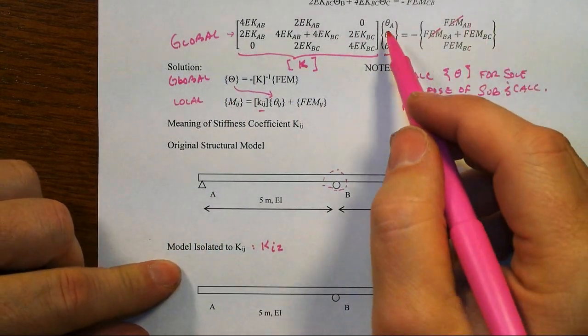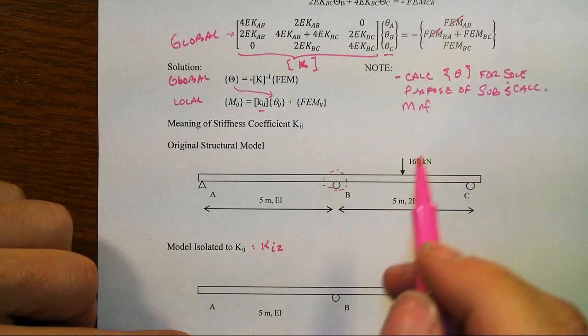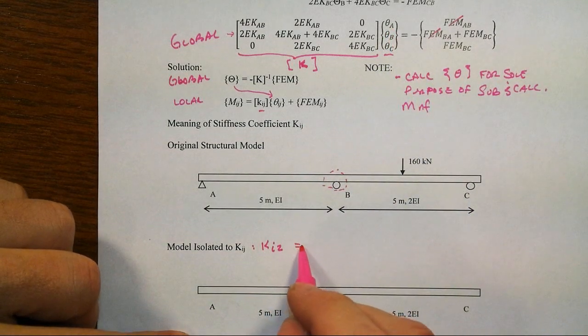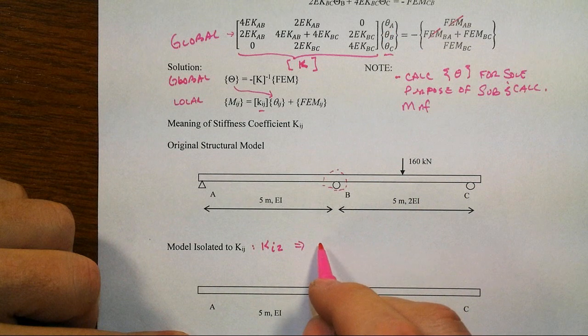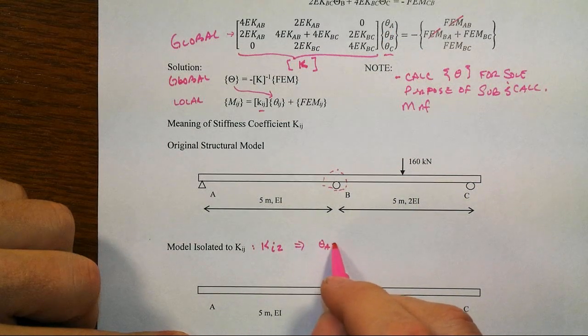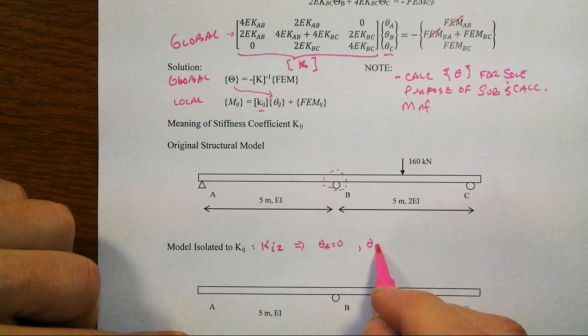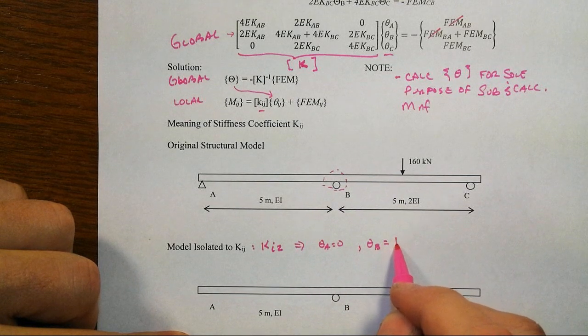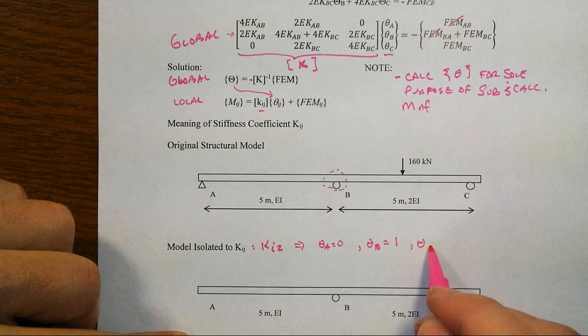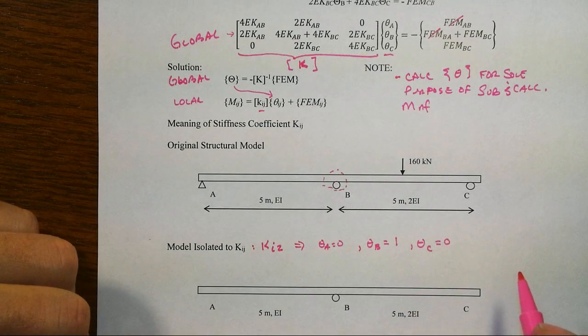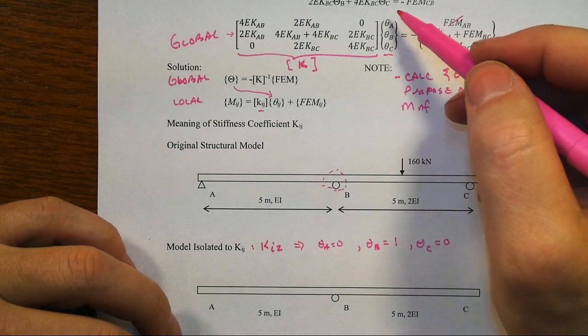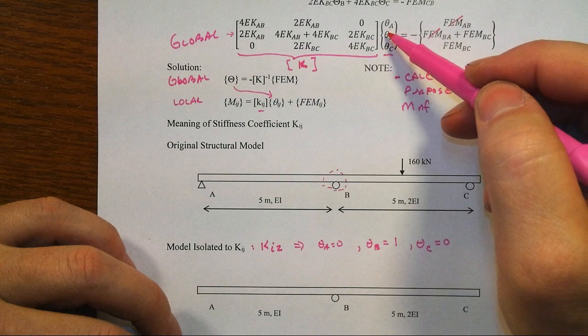Now that displacement pattern that we might begin to think about here, when we say Ki2, what we want to really be thinking about is that means theta A equals 0, theta B equals 1, and theta C equals 0. And you're like, what are you talking about? It means that. Well, put in your displacement pattern of 0, 1, 0.